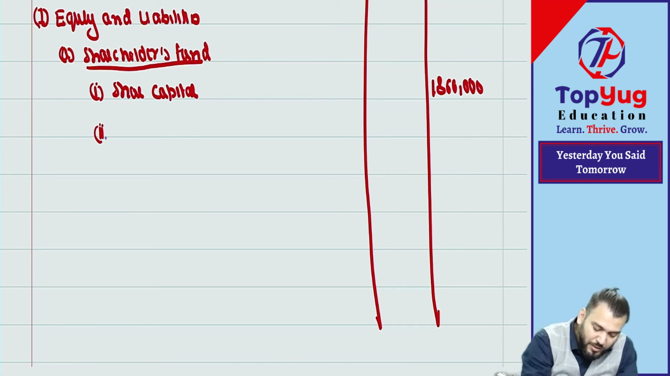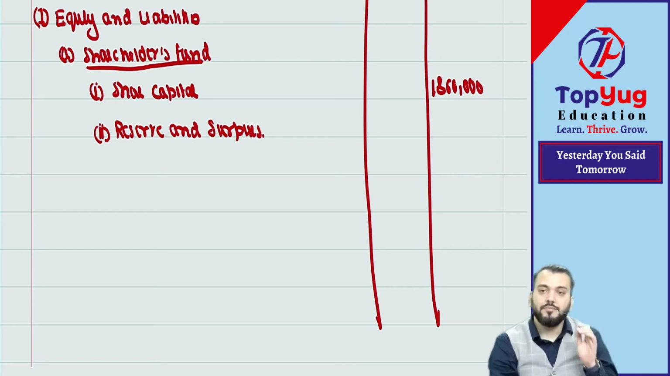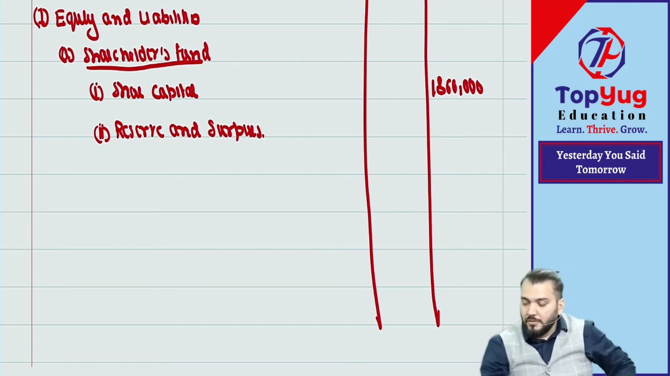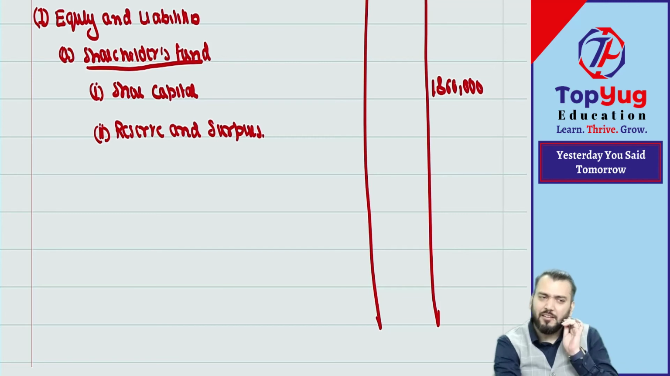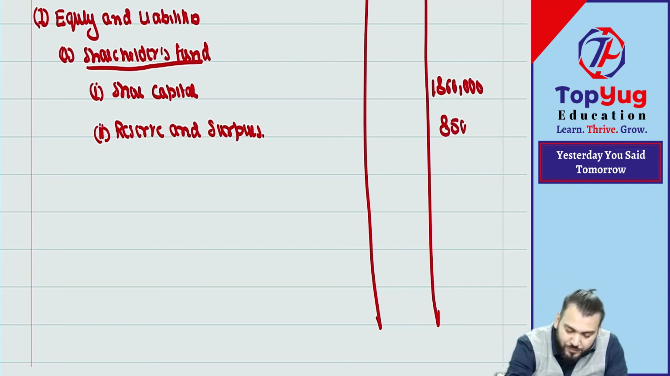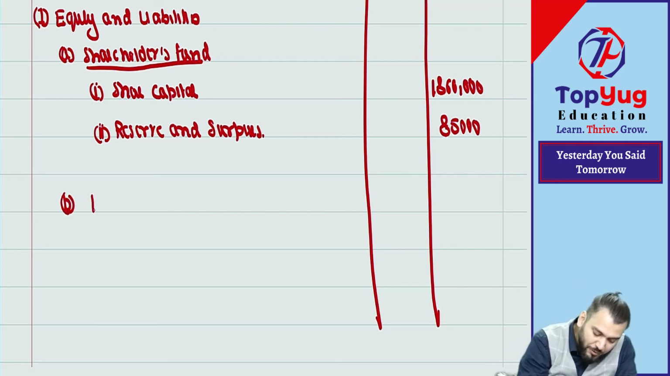Then point number 2 is what? Reserves and Surplus. Correct. The debit balance of P&L account is written off, but now only one reserve, Capital Reserve. So in this chapter, at the end, only Reserves and Surplus, only one item will come, that is Capital Reserve. Most of the time, Capital Reserve is how much? 85,000. Got it? Done.